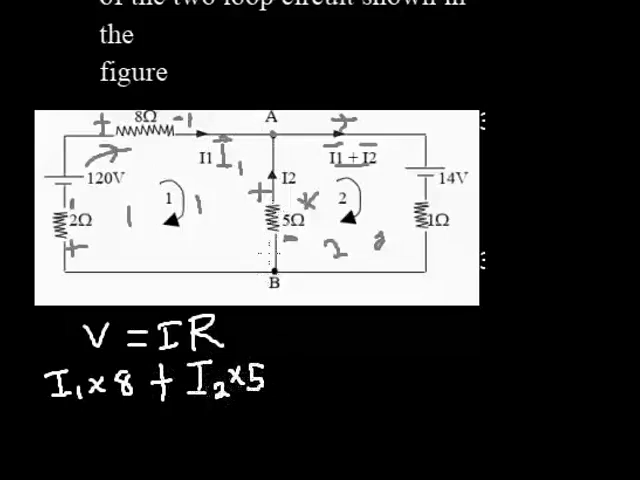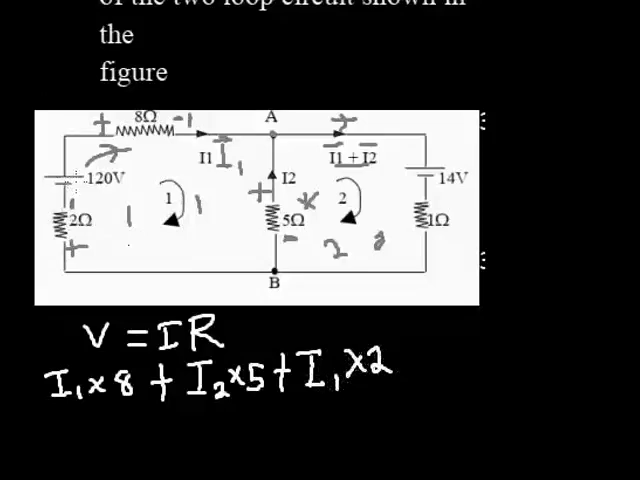Okay, I still move in a clockwise direction. Then I encounter 2 ohm. The current passing through 2 ohm is I1. I1 is the current passing through the first loop, because this I1 is moving through the loop. So I1 is the current passing through the 2 ohm, and of course it's plus.